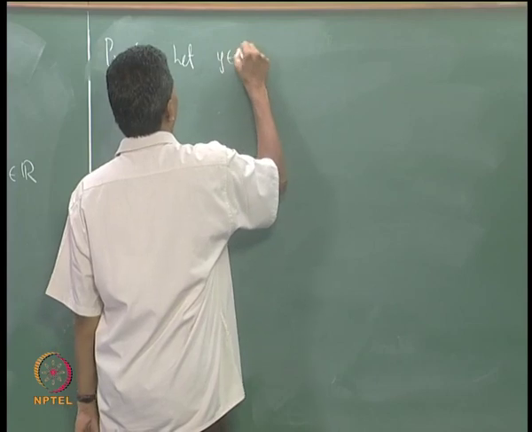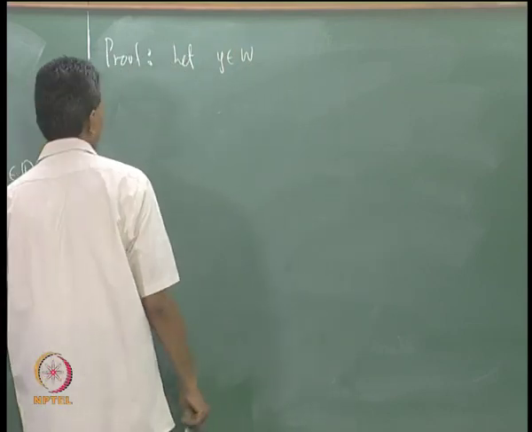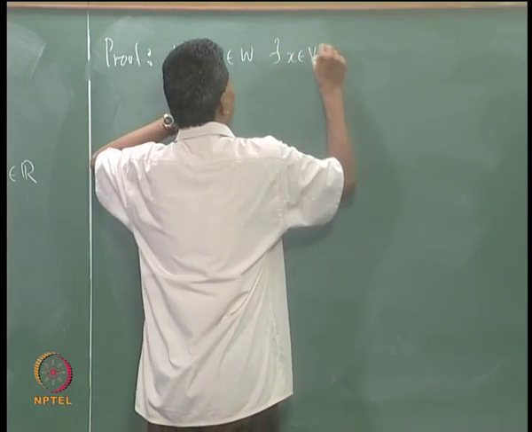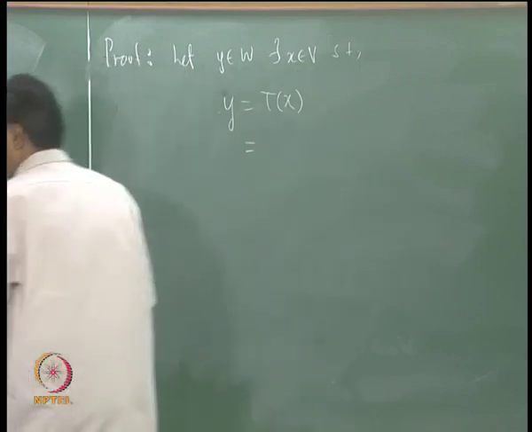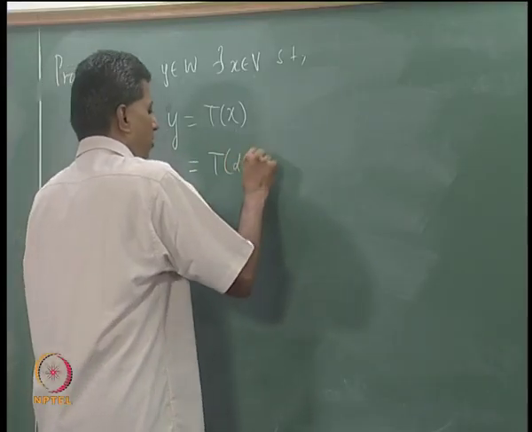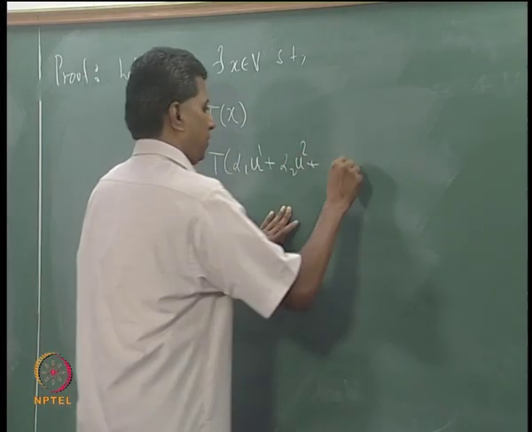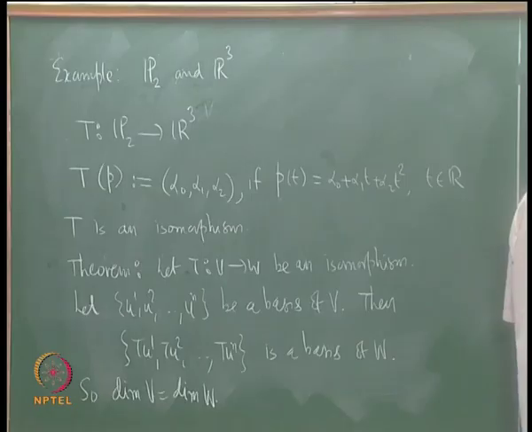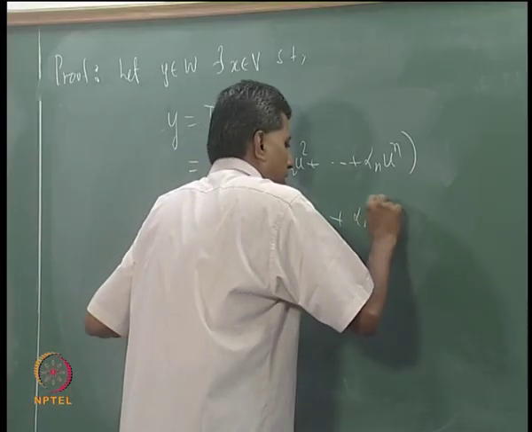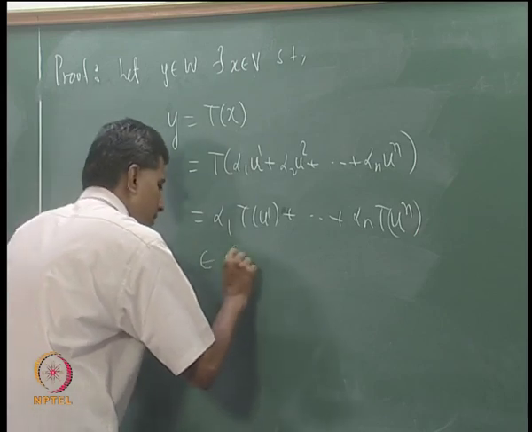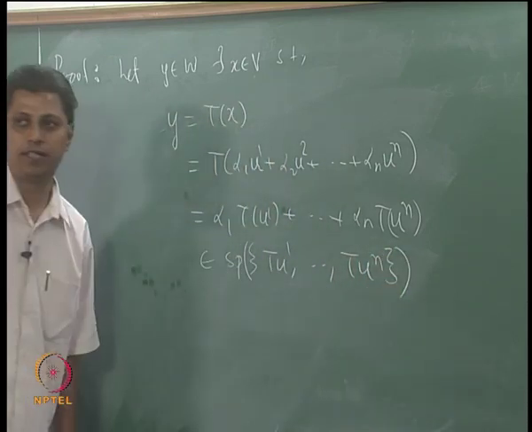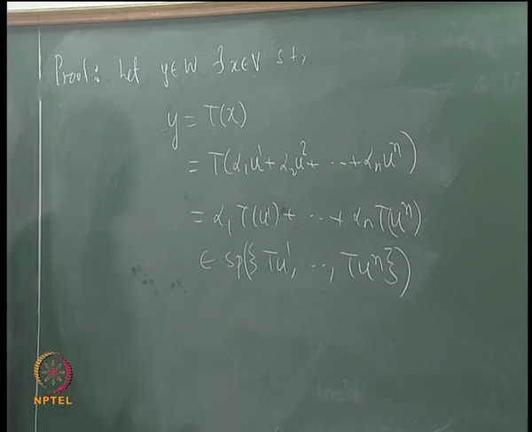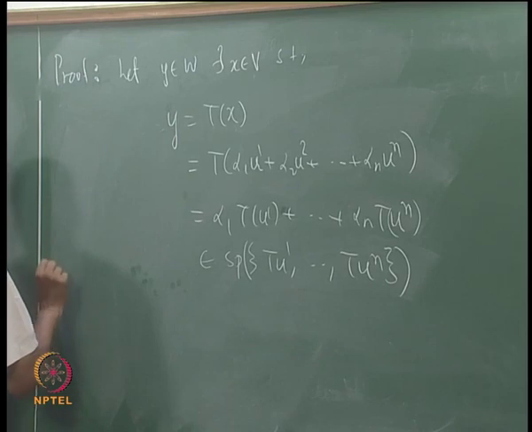Let Y belong to W. T is an isomorphism, so T is bijective, T is surjective. There exists X in V such that Y is T of X. X is in V. This is a basis of V. I can write this as T of alpha 1 U1 plus alpha 2 U2 etc. plus alpha n UN. T is linear, so alpha 1 T U1 etc. alpha n T UN. I have written this as a linear combination of T U1 etc. So T U1, T U2, etc., T UN is a spanning set. Nothing much in this, just that T is onto, that is what we have used. For linear independence, we will use injectivity of T.